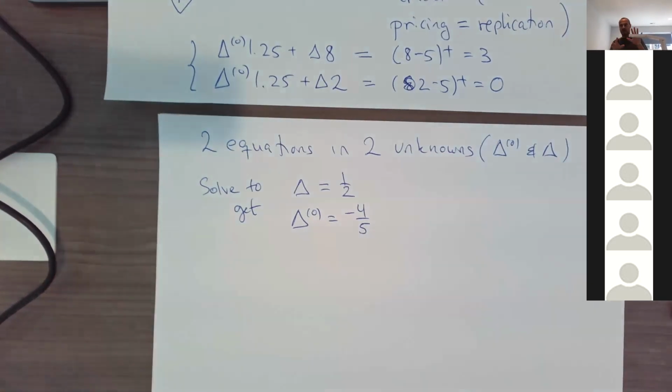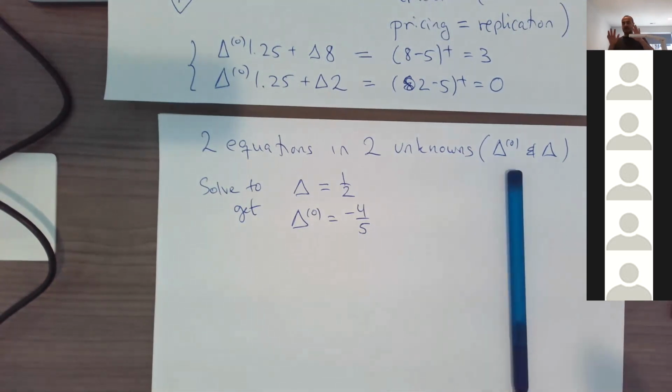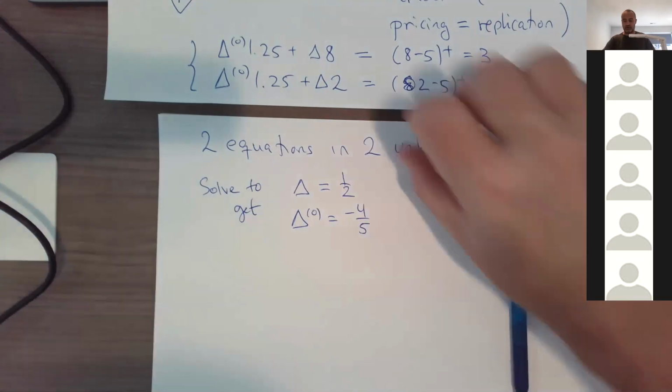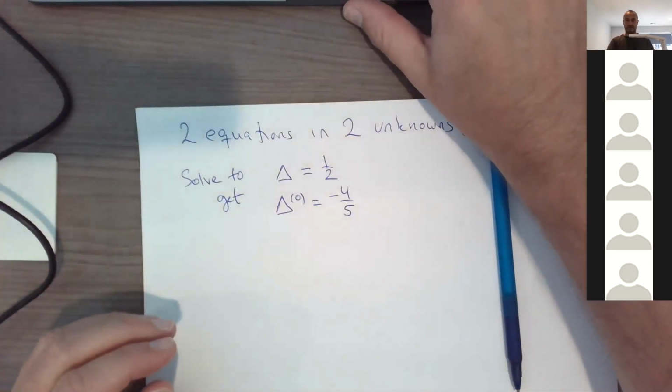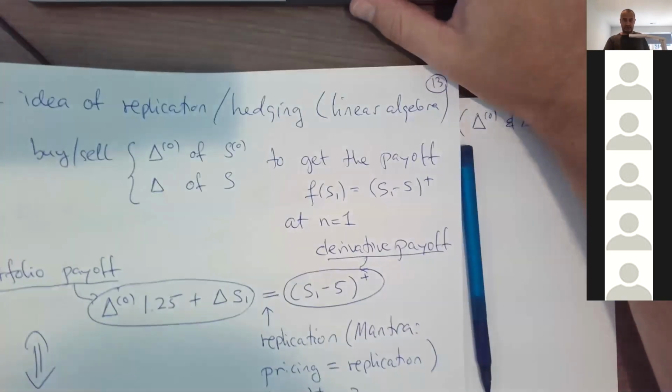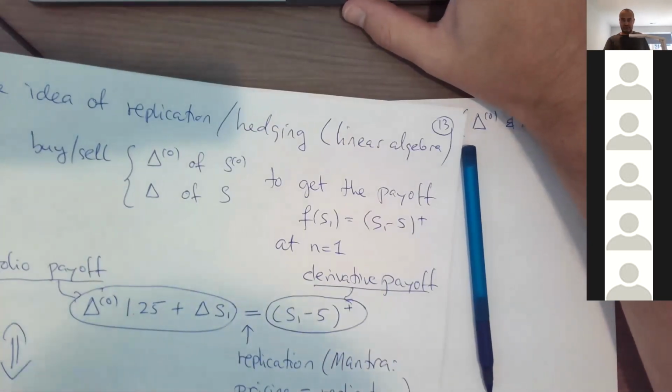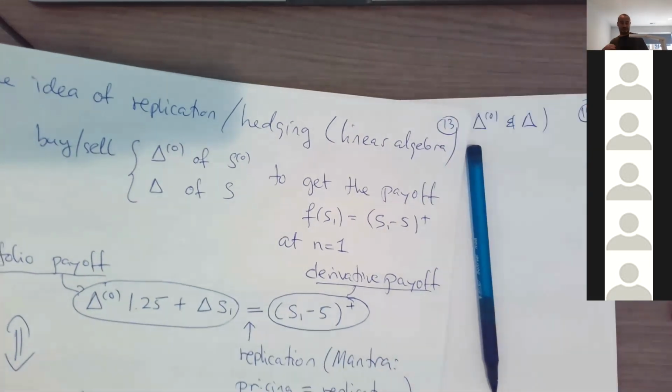We have two equations and two unknowns, and such a system of linear equations can have 0 solutions, 1 solution, or, what's the third possibility? Somebody is writing it in the chat. Infinitely many, absolutely.